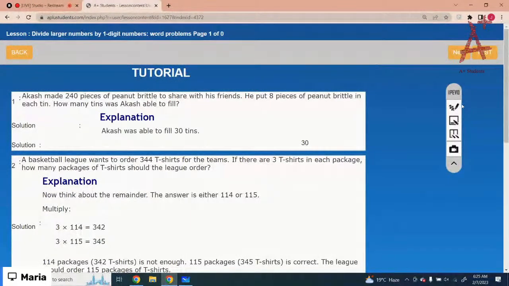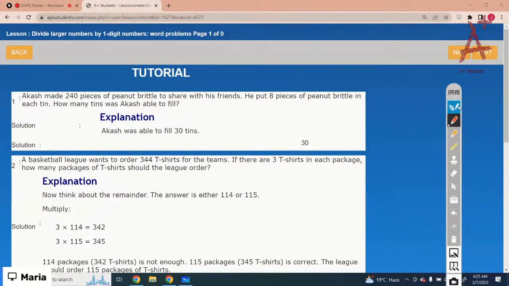Okay, the next one is Akash made 240 pieces of peanut brittle to share with his friends. If he put 8 pieces of peanut brittle in each tin, how many tins was Akash able to fill? So you have to divide 240 by 8. Got it? Just count 8 times what number is 24, or a number that is less than 24. 8 times 3 is 24. So 8 times 0 is 0. So the correct option is 30. Got it?